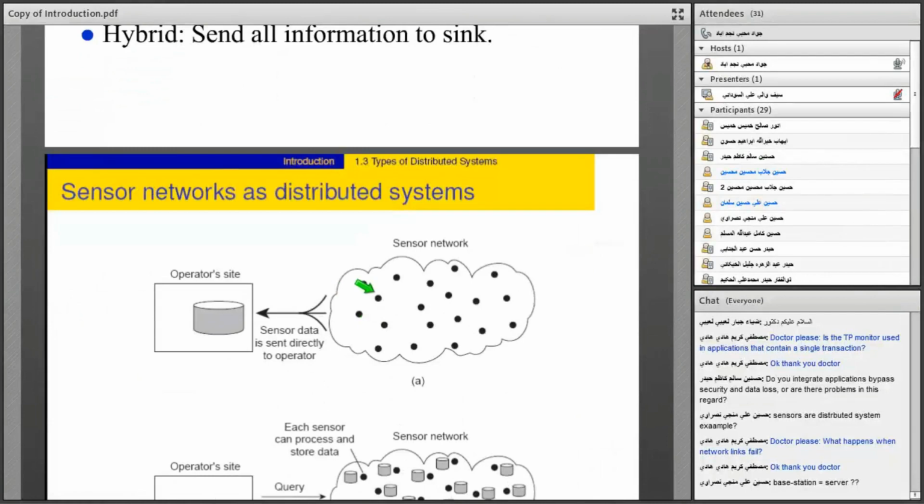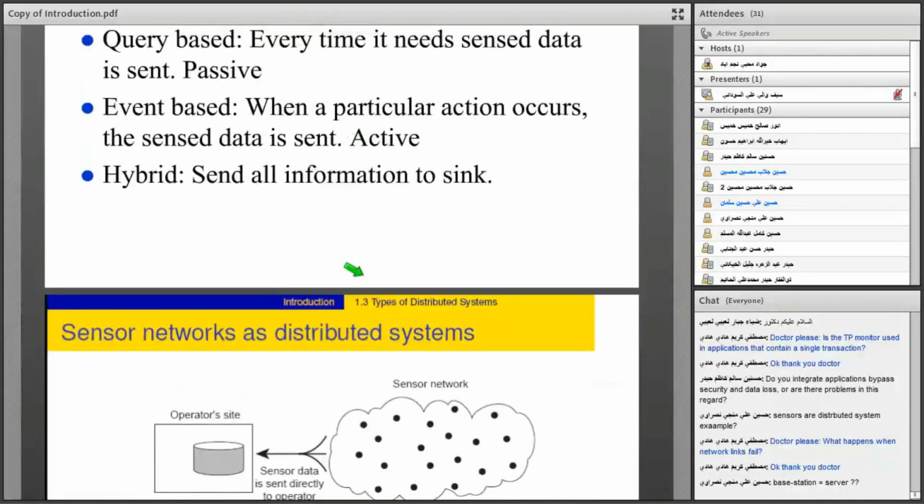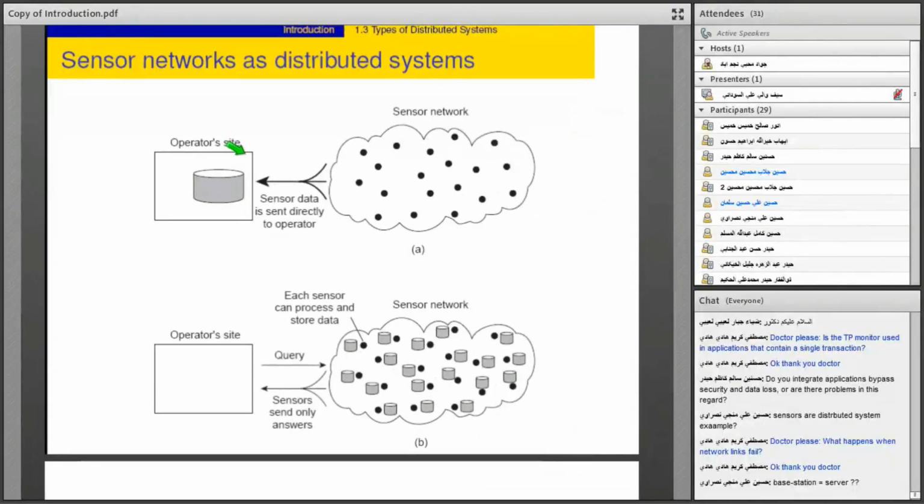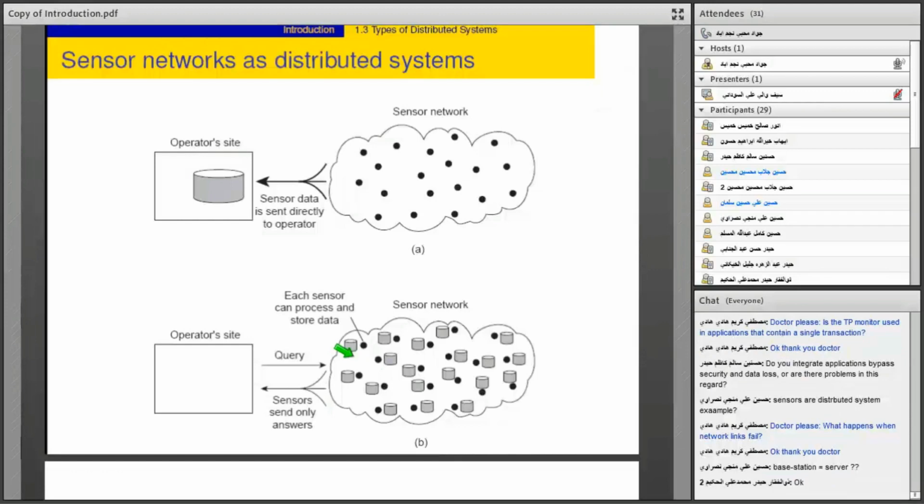In this figure, if the sensor senses a particular action, the sensed data should be sent to the operator side. But in figure B, you can see that each sensor has its own storage, so the data which is obtained from the environment can be stored in the storage.